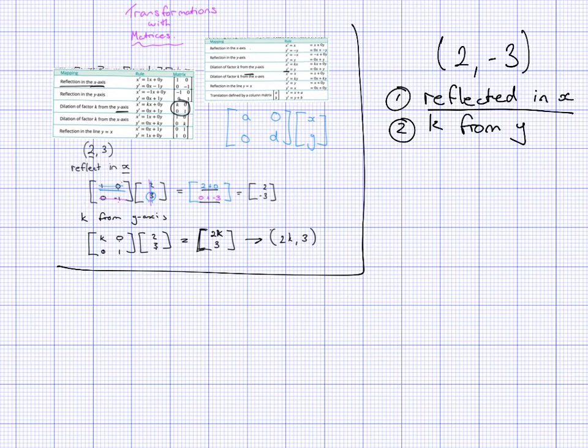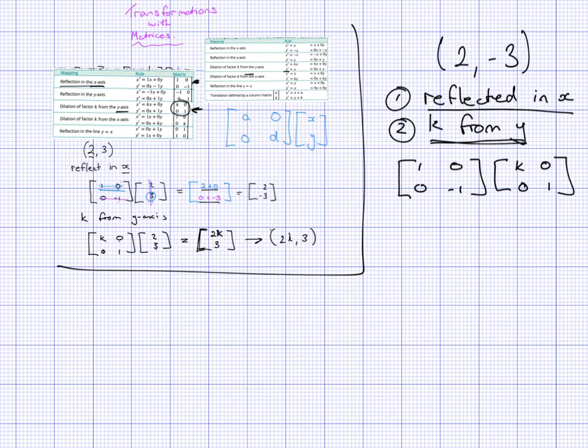So reflection in the x-axis is this top matrix here. So it's going to be [1, 0; 0, -1]. Then dilation factor k from the y-axis is going to be this matrix here, and it's going to be [k, 0; 0, 1].